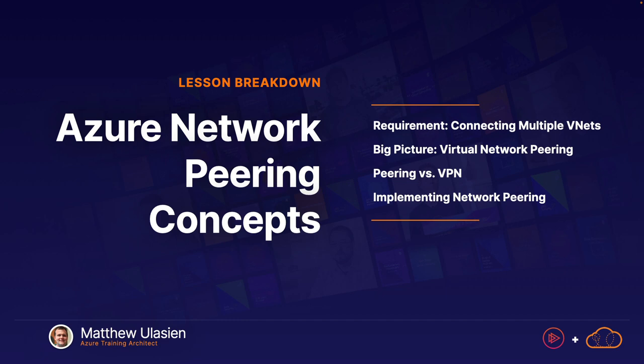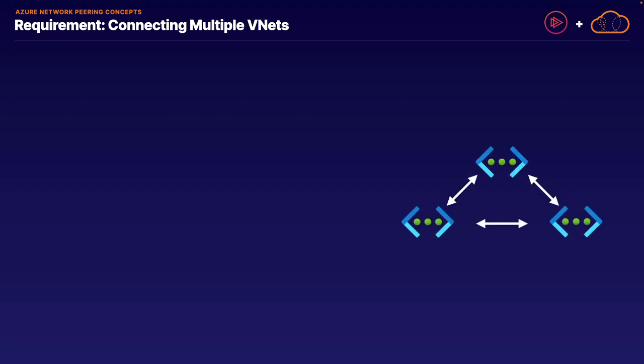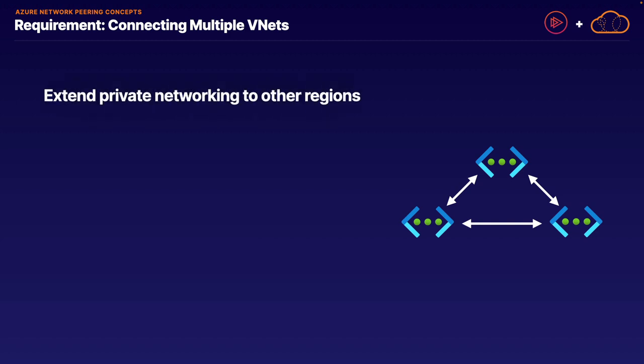Jumping on into it, let's think about some requirements to be aware of why we would want to care about connecting multiple virtual networks to begin with. As our Azure infrastructure grows, you may have a need to connect multiple virtual networks for a variety of reasons. For example, you may have virtual networks in multiple regions. Going back to our discussion that virtual networks are scoped to a single region, if you have infrastructure in multiple regions, you need to have a way to extend your private networking across those regions.